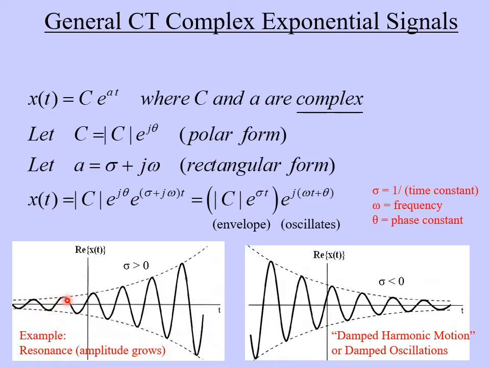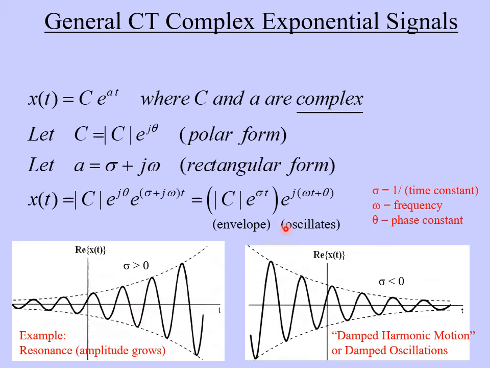Now notice the actual signal, though, is oscillating up and down. Why is that? Well, because of this portion. This complex exponential here, remember, is e to the j omega t, and then there's a phase constant. But the e to the j omega t is oscillating. It has a cosine and a sine involved with it. So this is what this signal would look like for a positive value of sigma. It is an oscillating function that is growing with time.